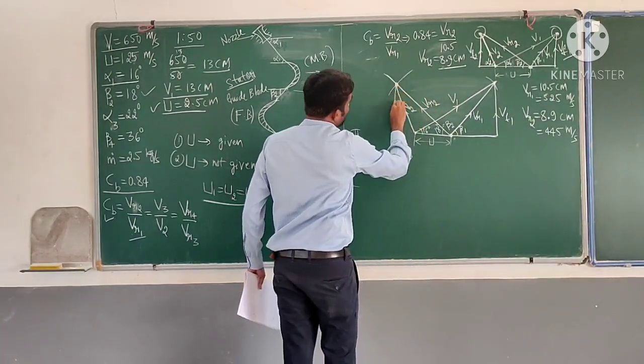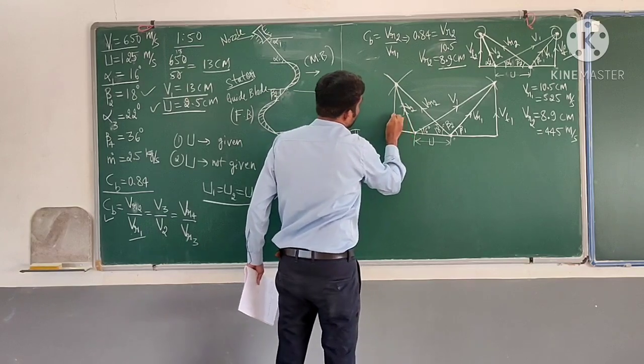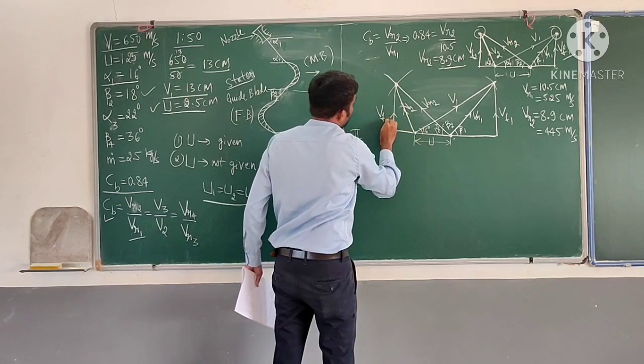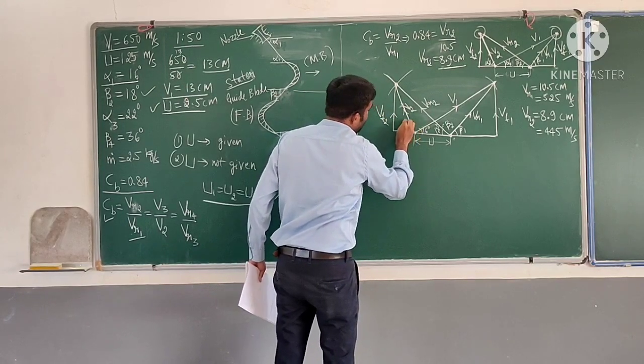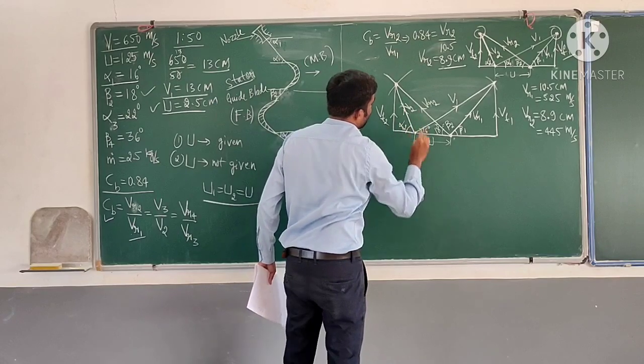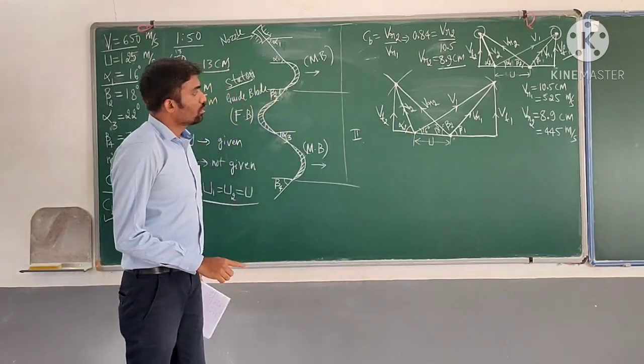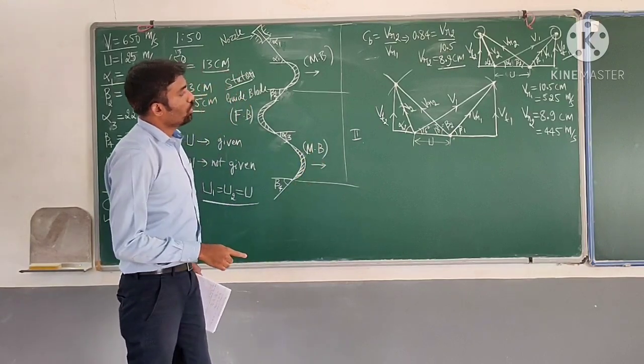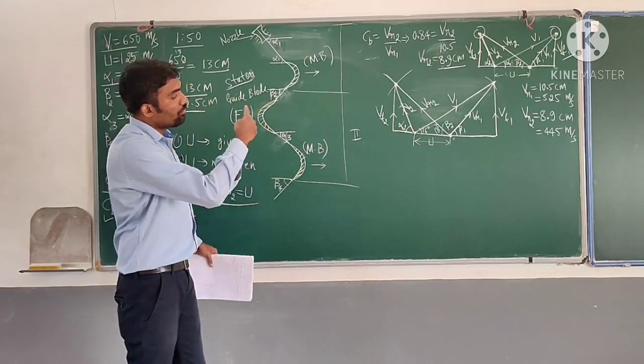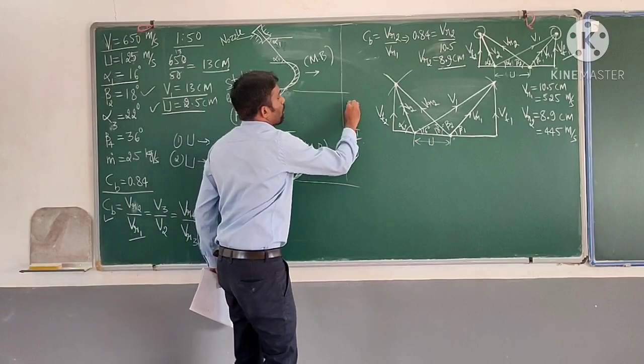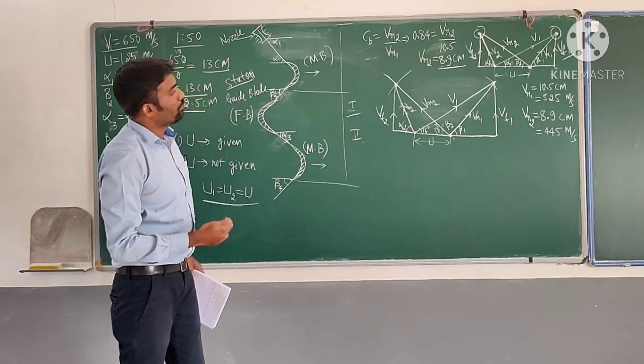Then I have to drop a perpendicular again from the same point. If I drop a perpendicular, I will get VF2. If I measure the angle, I will get alpha 2 also. So these details we get to know. This completes the first row of the velocity triangle.